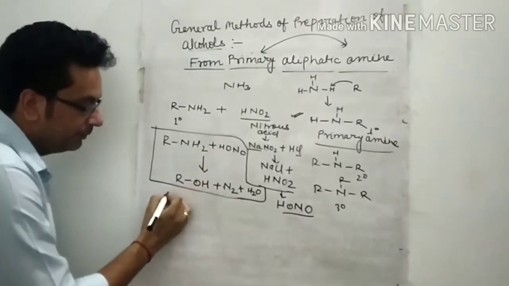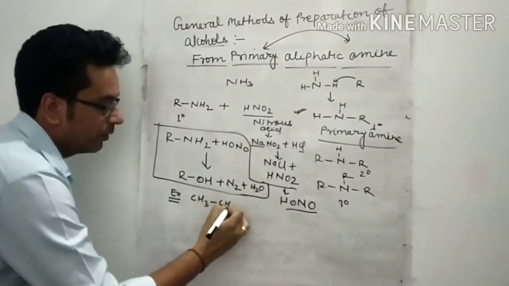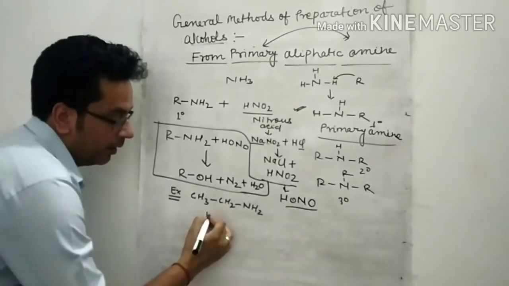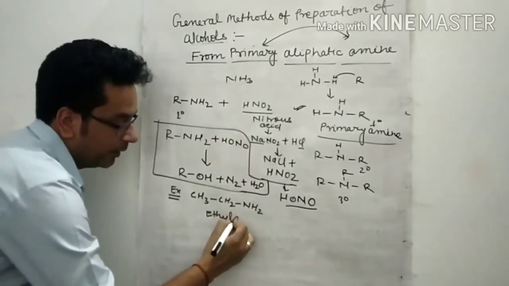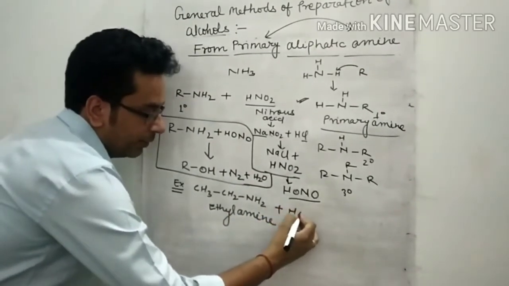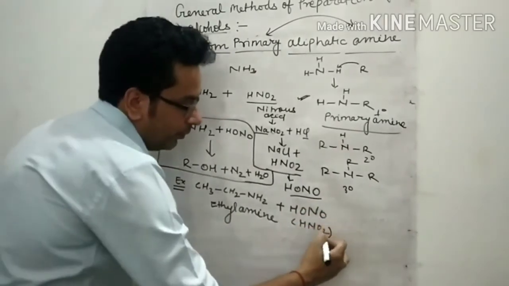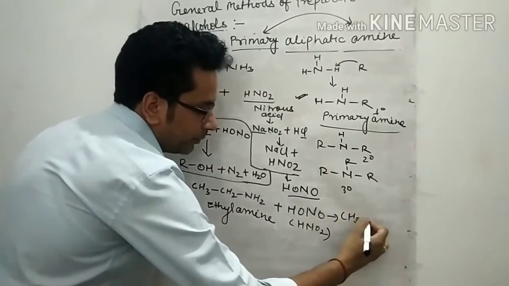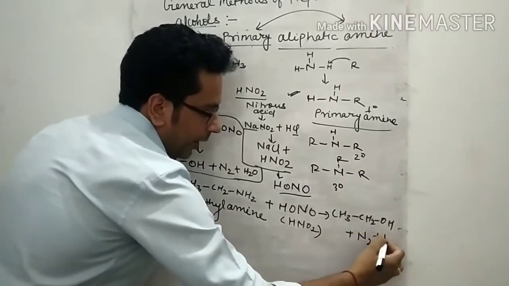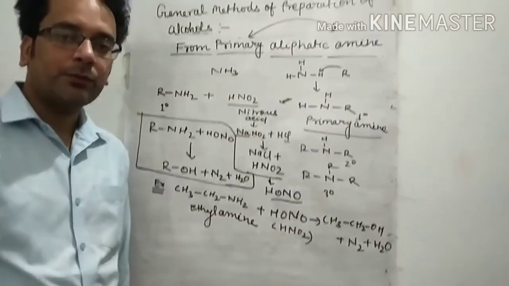Now example, CH3CH2NH2. The name of this compound is ethylamine. It reacts with HONO, that is HNO2, to form CH3CH2OH along with nitrogen and water. So by this method we can also prepare alcohol.